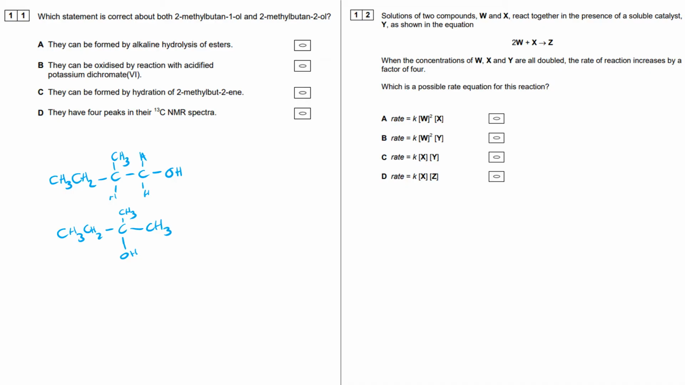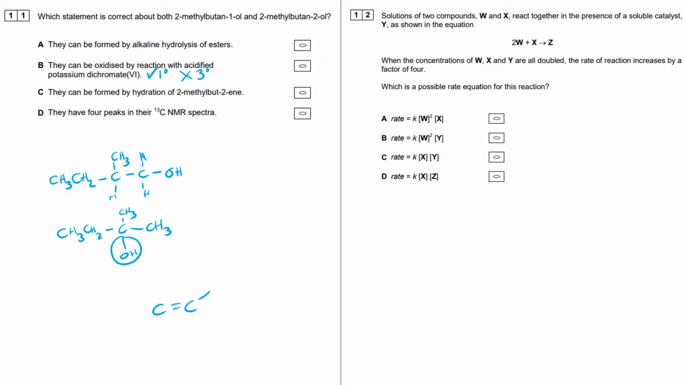So can they both be oxidized by acidified potassium dichromate? Well, methyl-butan-1-ol can, because it is a primary alcohol. 2-methyl-butan-2-ol cannot, because it's a tertiary alcohol. You cannot oxidize this group because there's a methyl group there and two R groups either side. So that statement's incorrect.